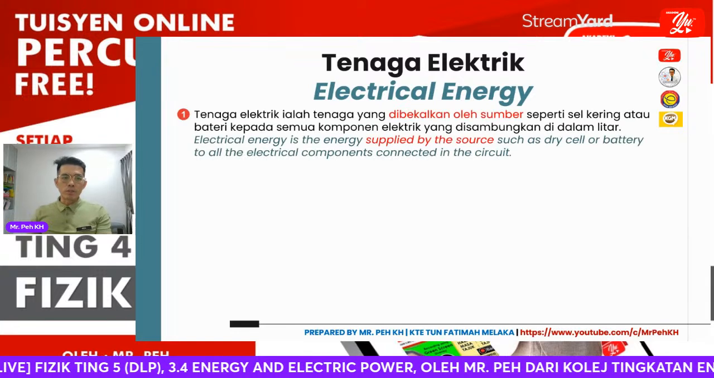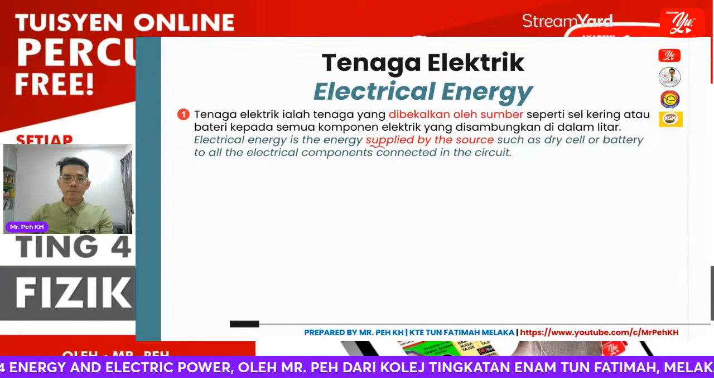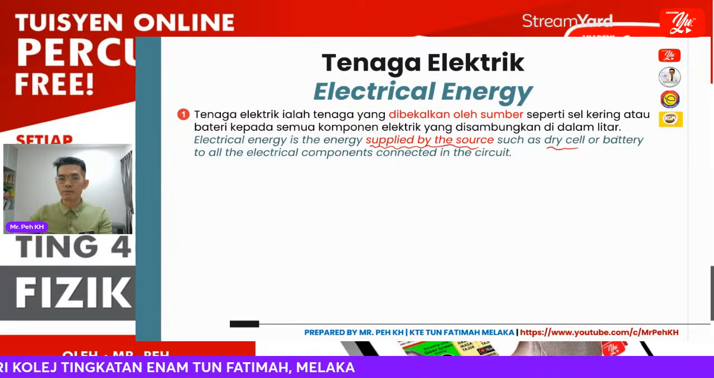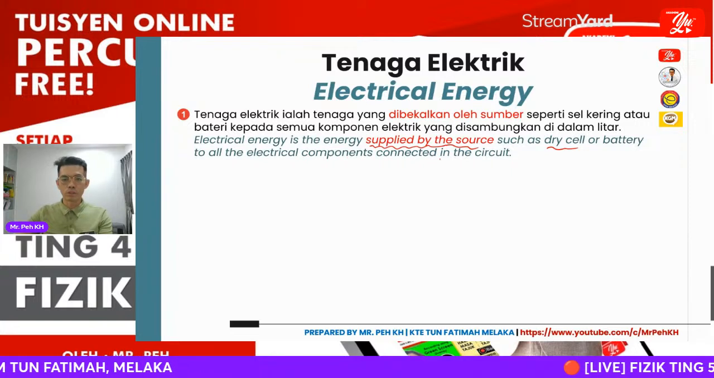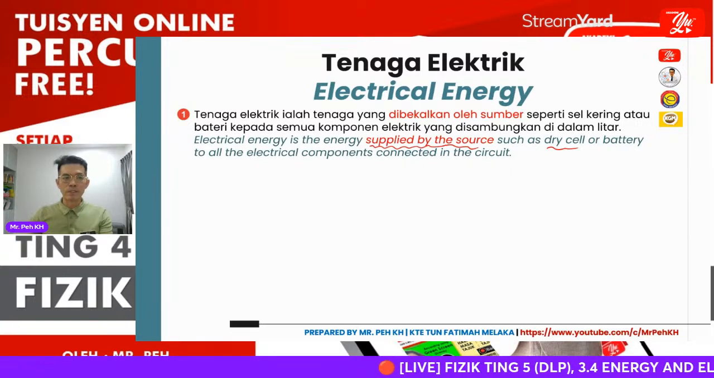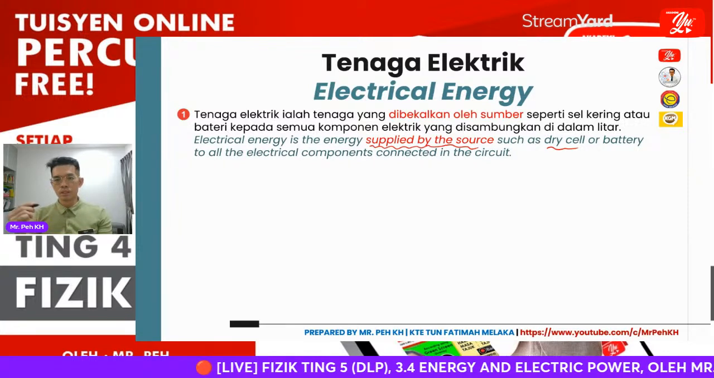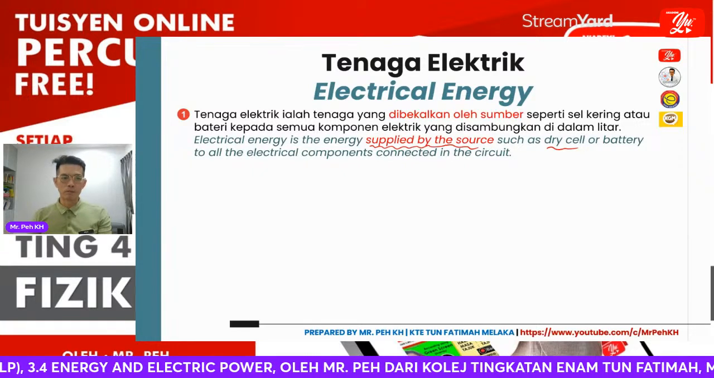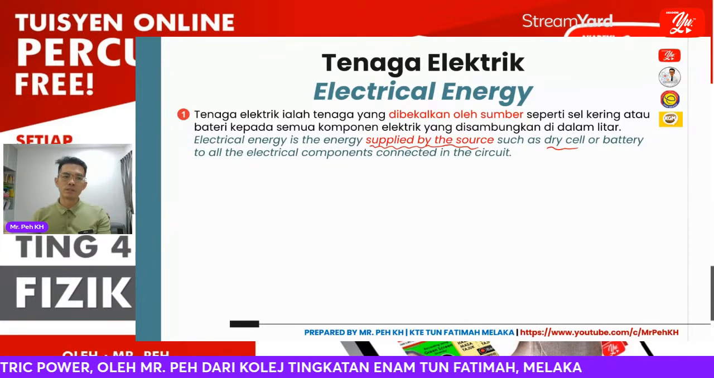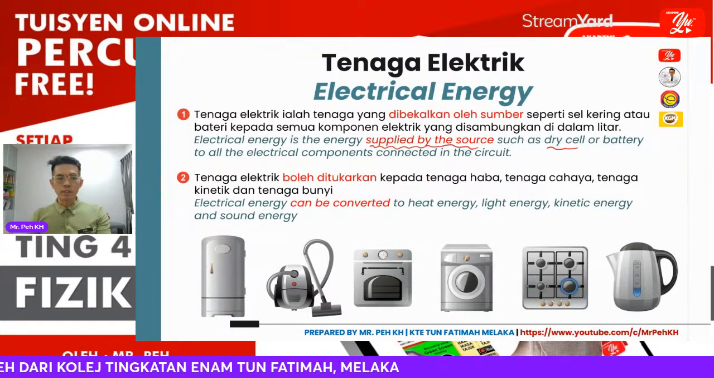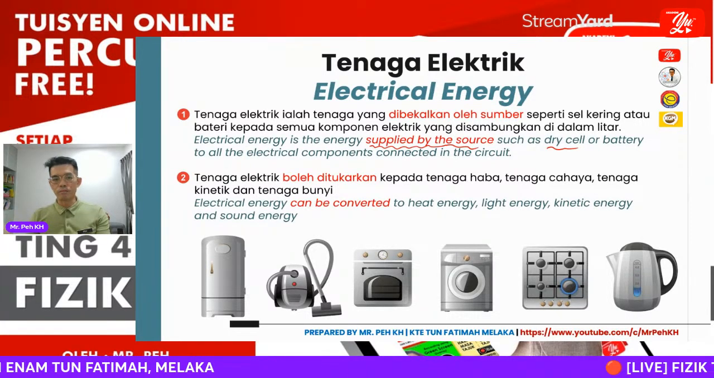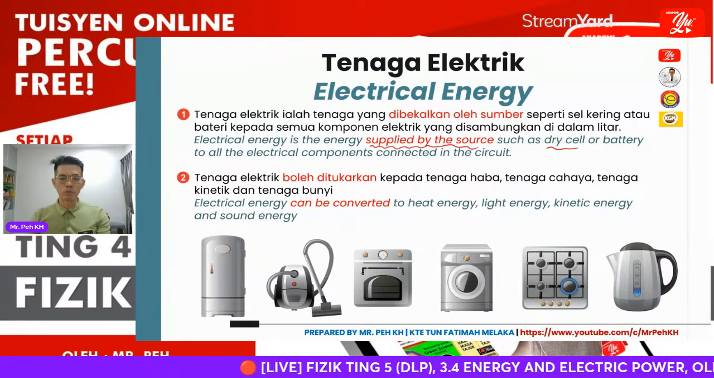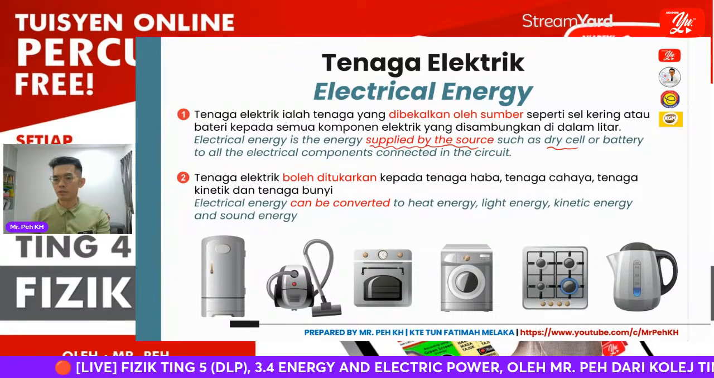Electrical energy is the energy supplied by a source, for example a dry cell battery, to all electrical components connected in the circuit. That means the electrical energy is provided by sources, for example dry cell and battery, so that the electrical components can function because of the presence of electrical energy. The electrical energy provided can be converted to heat energy, light energy, kinetic energy, and sound energy. This depends on what type of electrical appliance you are going to use.